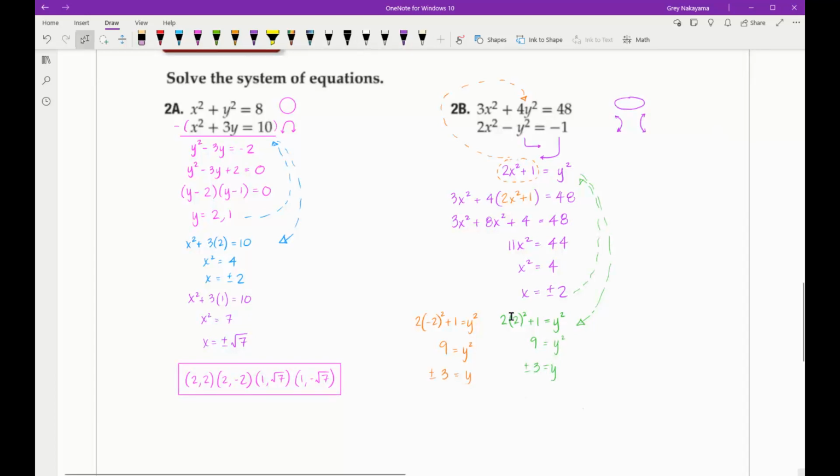So keep in mind, when I plug in 2, I got 2 numbers, so I'm going to have 2 points. And when I plugged in -2, I have 2 numbers. So my points are going to be (2, 3), and then (2, -3), and then (-2, 3), and (-2, -3). And that's all we got.